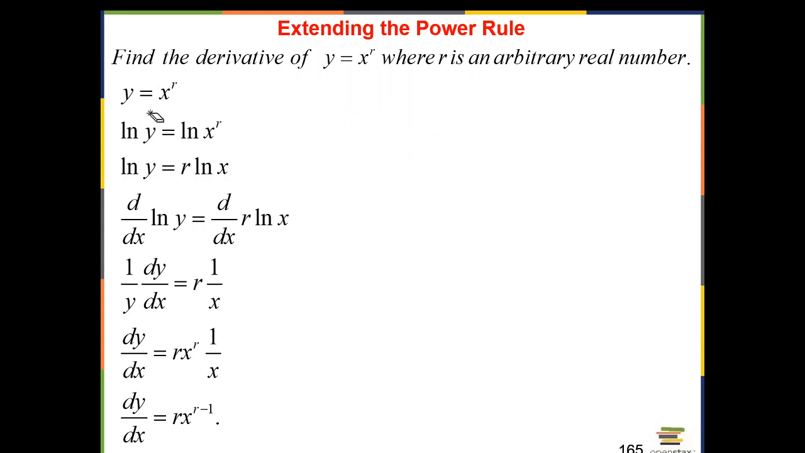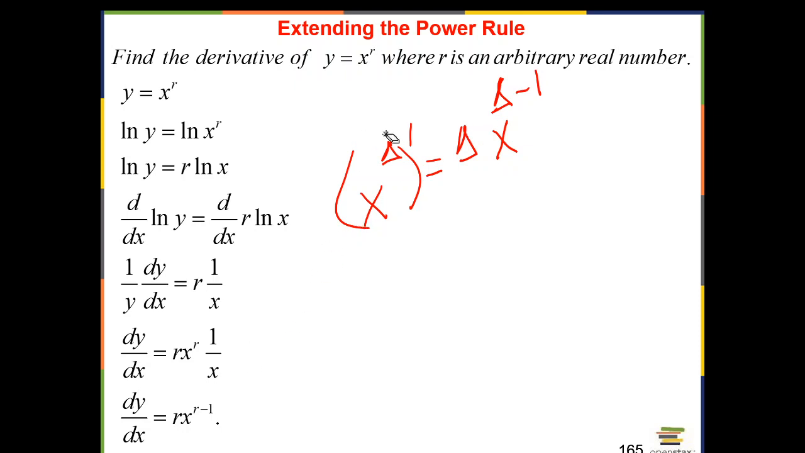How can we prove that? Well, here's how we prove it. Let y be x to the r, and take ln of both sides. By now, you know we get this, right? And then take the derivative of both sides. What's the derivative of ln y? It's 1 over y times dy/dx. What's the derivative of r times ln x? Well, we keep the r because r is a number. The derivative of ln x is 1 over x. And then we multiply both sides by y, which is that. And what do we get? The formula. So the derivative of x to the power of some number is that number times x to that number minus 1.